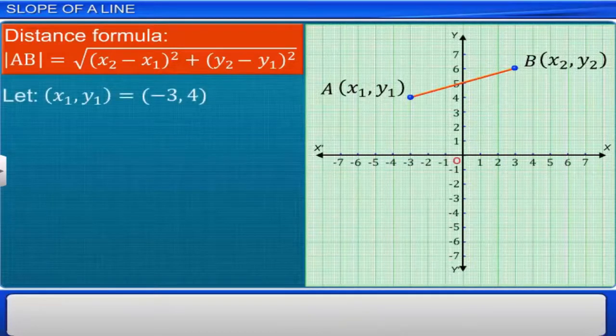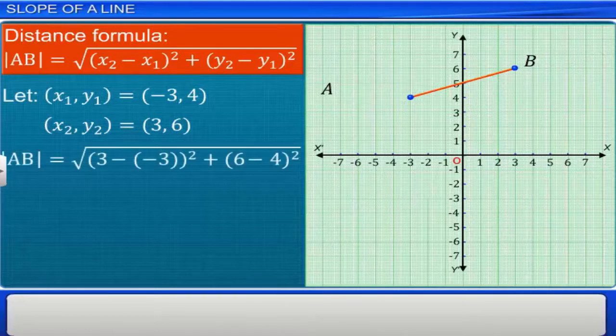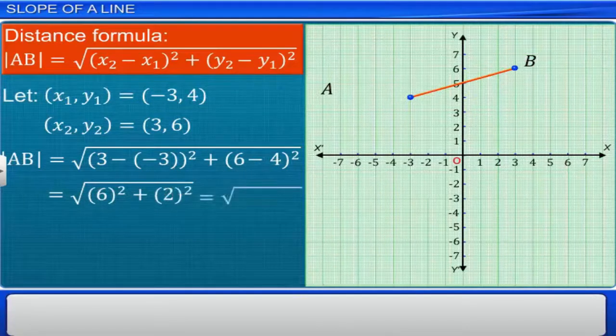For example, consider 2 points with coordinates (-3, 4) and (3, 6). Using the distance formula, the distance between the two given points comes to 2 under root 10.